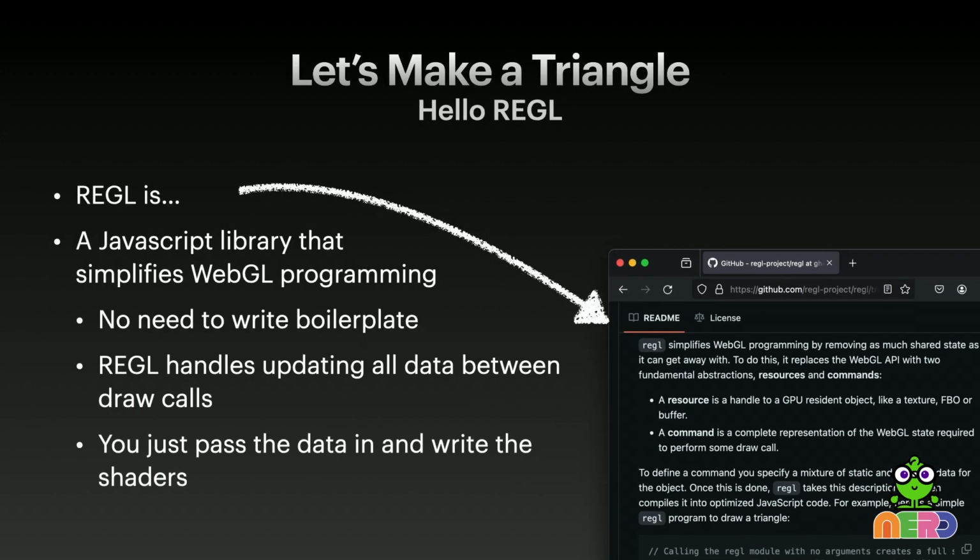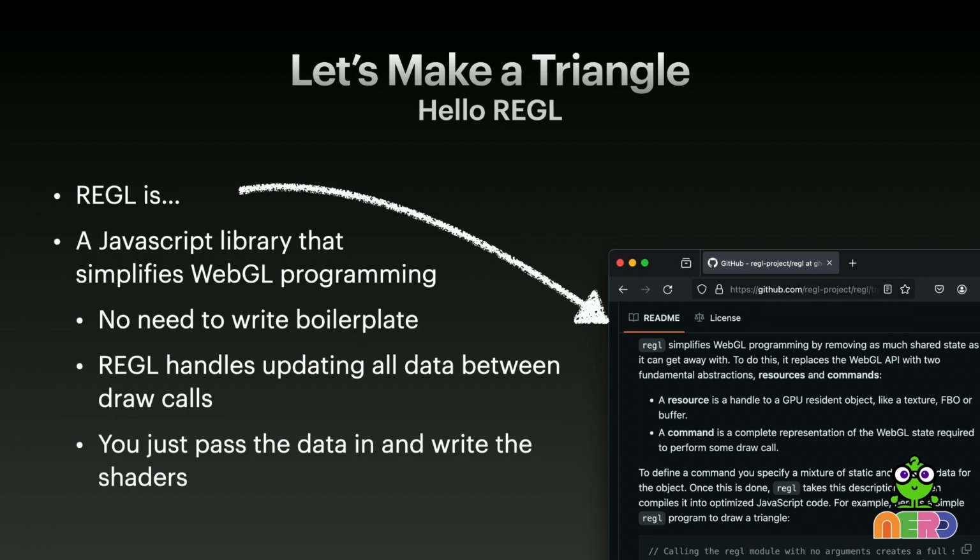Okay, so we're going to get right into it. We are going to make a triangle. First of all, we're going to be using a library called Regal, R-E-G-L. I think it's pronounced Regal. That's how I pronounce it. And there it is. It's a JavaScript library that I talked about. There's a lot of boilerplate, and this does all the boilerplate for you.